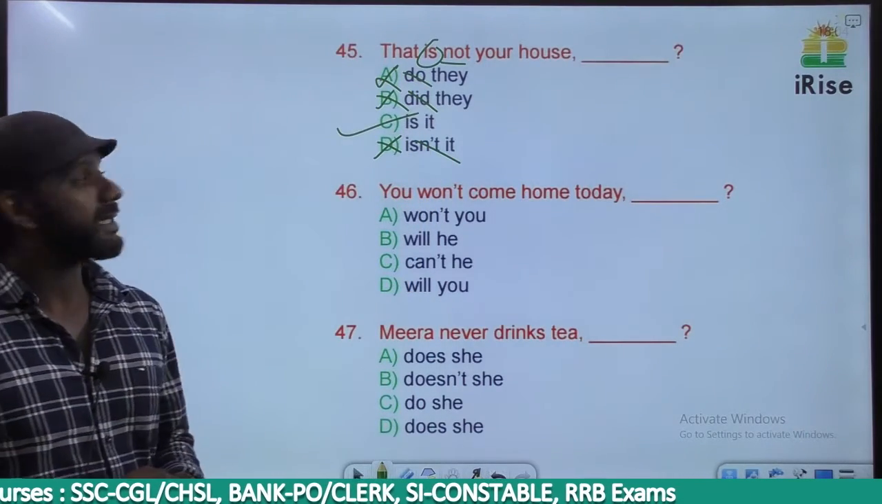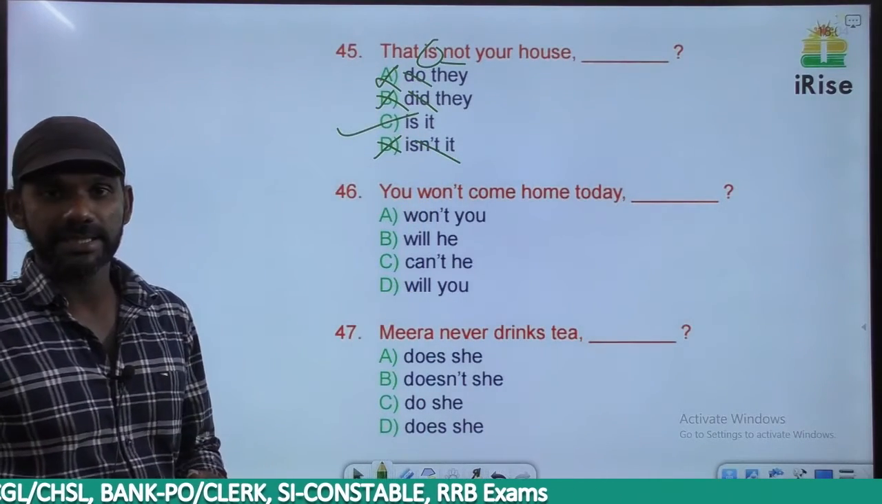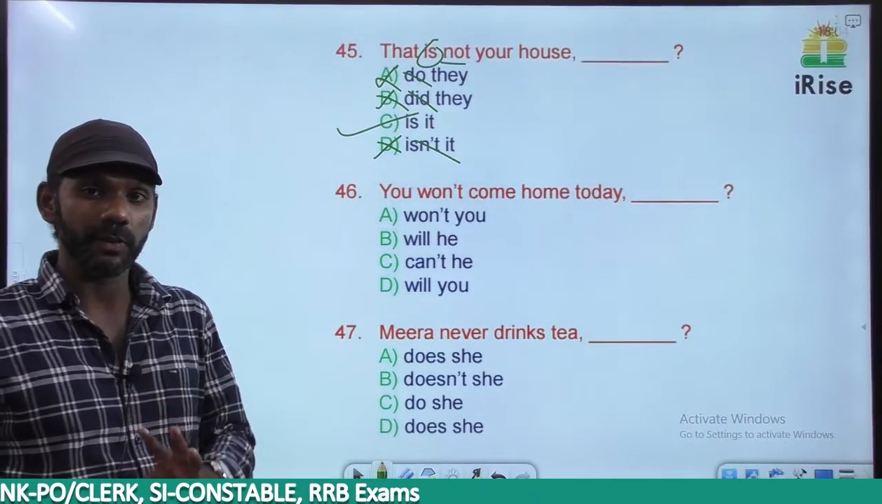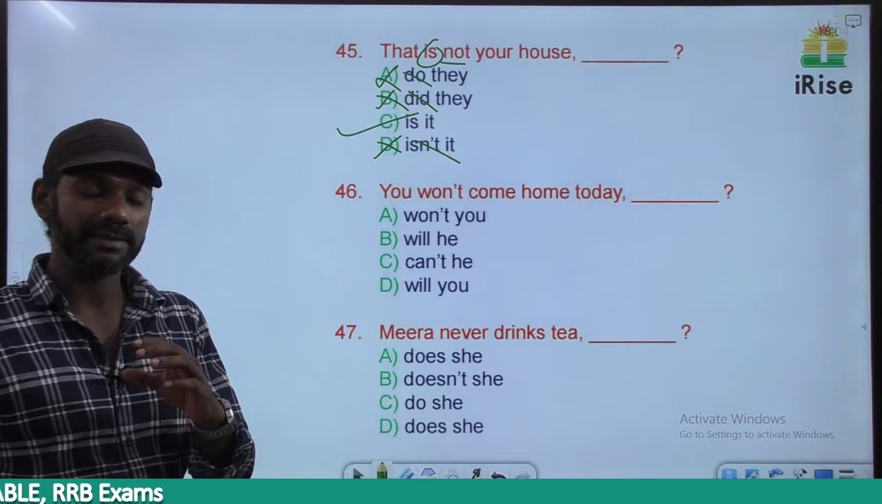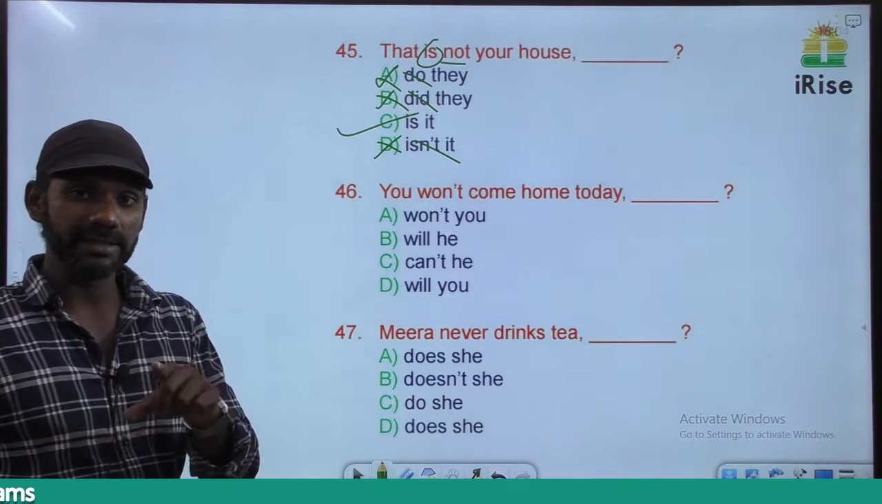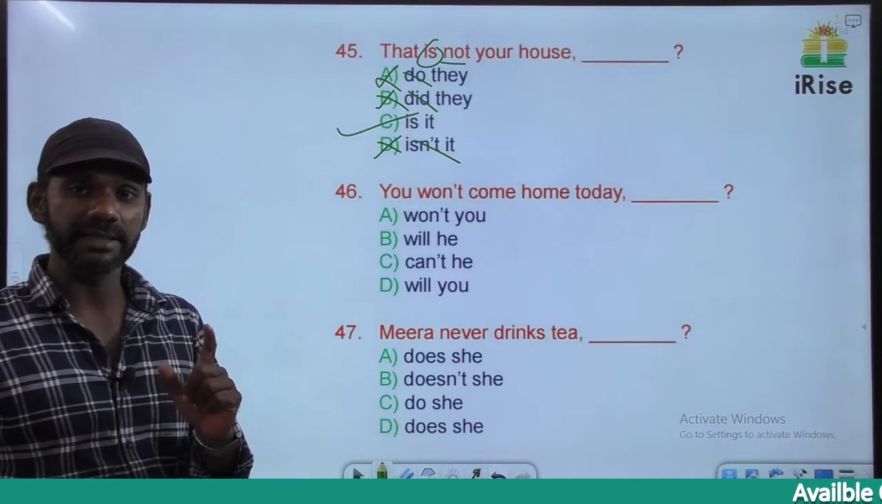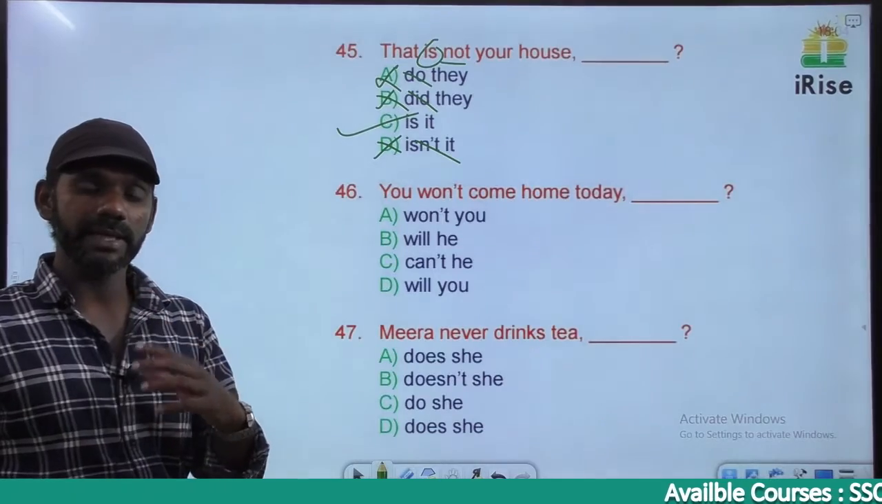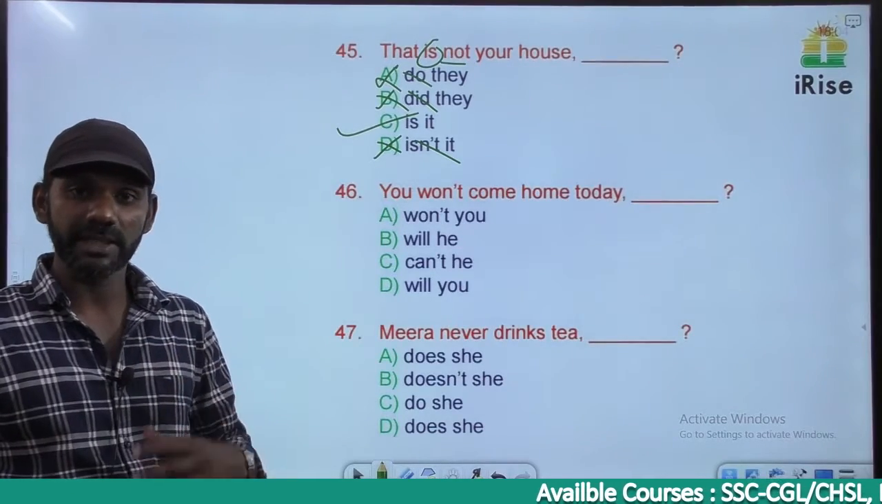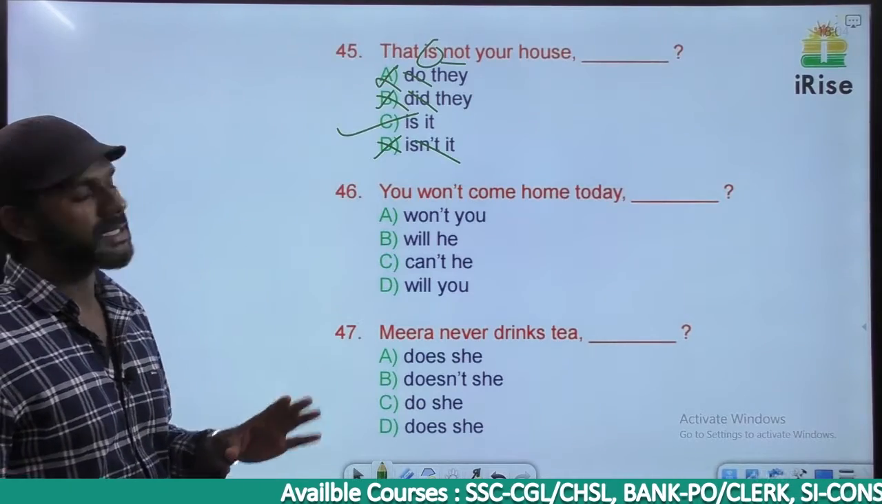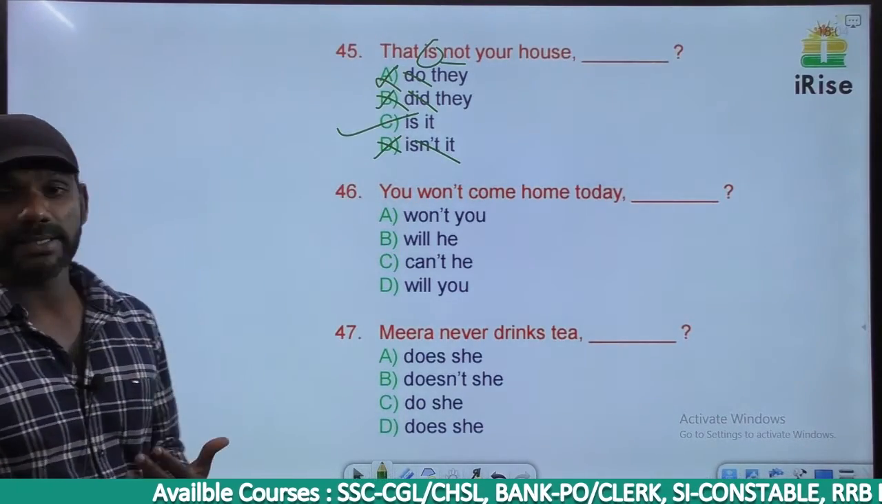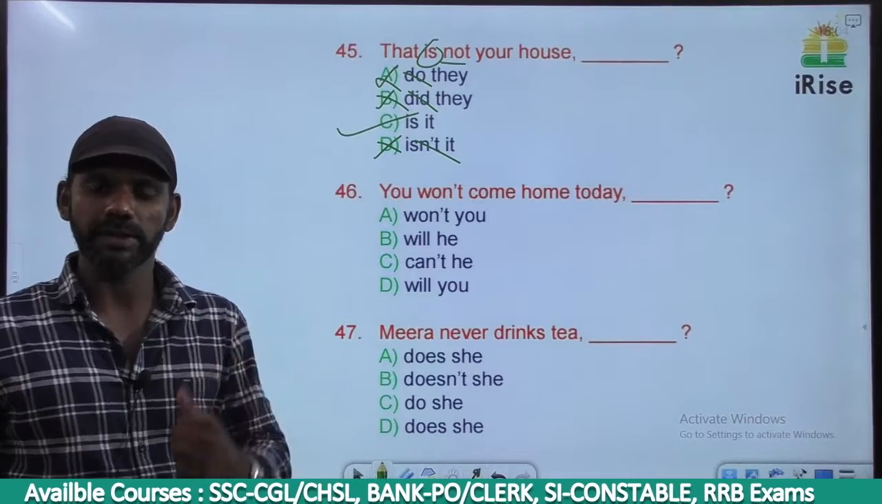I cannot say is that. Right? Because that is not a subjective pronoun. The pronoun that comes in the tag must be a subjective pronoun. That is a demonstrative pronoun. This, that, these, those. We cannot use any form other than the subjective form in the tag. Right. So that is not your house, is it? That is not your house, is it means is it your house? That's the meaning.